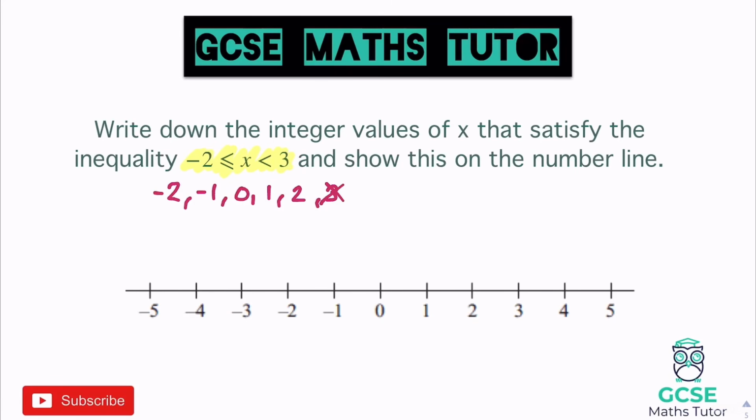Okay, so you can always not write that, so if I just erase that 3 we can get rid of it, but you can always just write them all out and then cross off the ones that you don't need, if that just helps you to visualize that a little bit. So they are the integer values, obviously integer meaning whole number, so they are the numbers that fall between that inequality. Okay, so now we need to draw this on the number line.